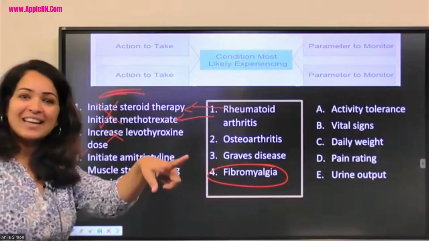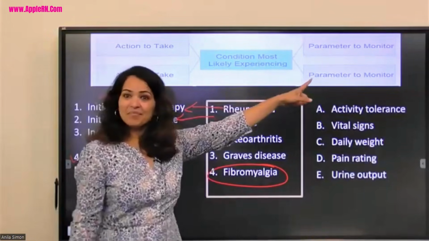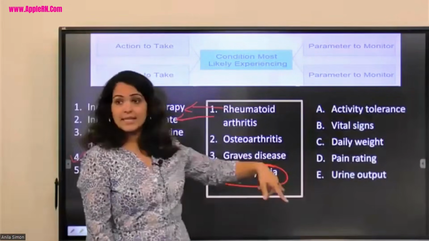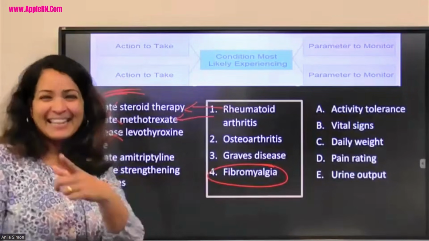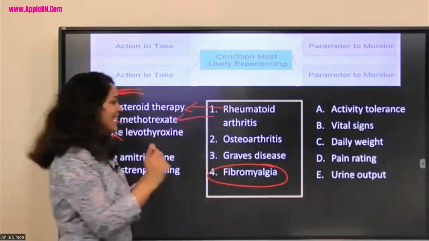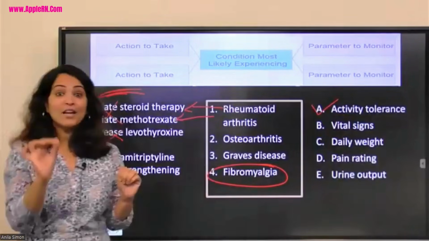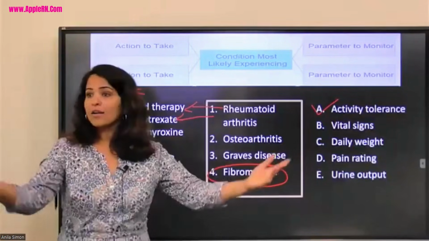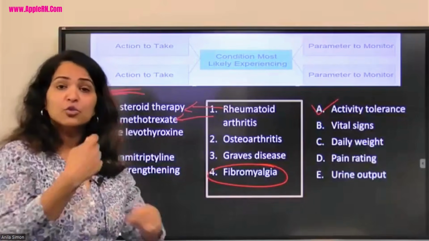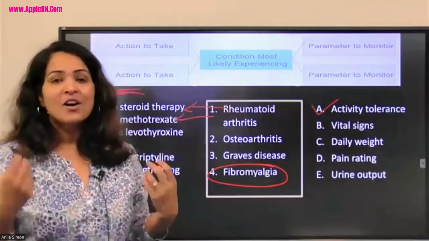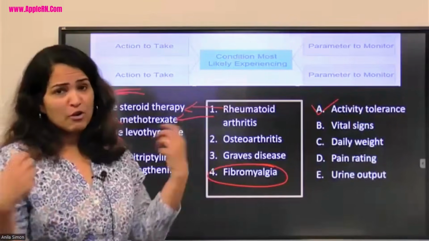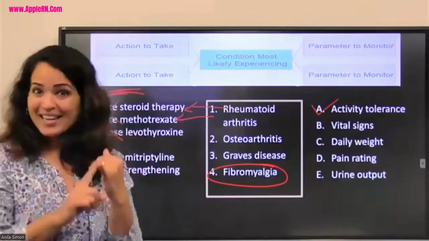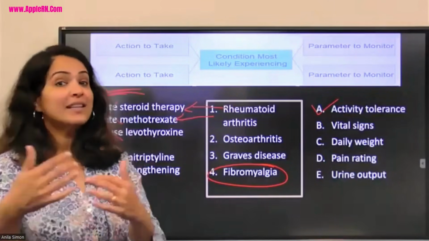Okay, now let's go to the other side. Parameters to monitor. So we have activity tolerance, vital signs, daily weight, pain rating, and urine output. What would you say? Okay, very good. A and D. So activity tolerance, meaning how much can they do? Like they were not able to walk, now they can walk more, or they were not able to do any household chores, now they can do more, or they were not able to drive because of the pain, now they are driving. So it's how much activity can they do without any problem? So activity tolerance is definitely going to tell us whether they are improving or not.